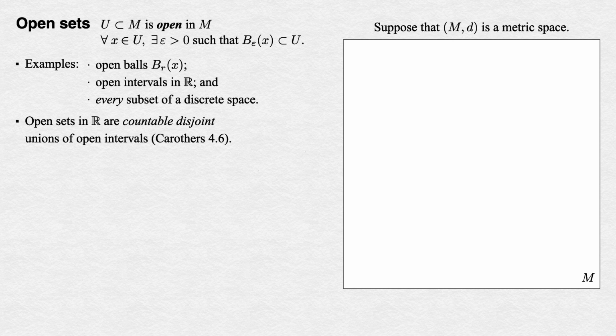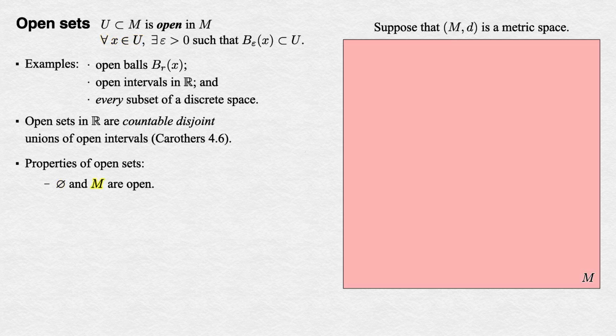What can we say about open sets in general, though? There are three crucial properties of open sets, other than the definition. First of all, the empty set is open. Our for all statement is vacuously true for the empty set because it has no points. Also, the entire metric space M is open because for any x in M, we can take any positive radius epsilon we like, say epsilon equals 1. Remember that we defined open balls in M in the first place as subsets of M.